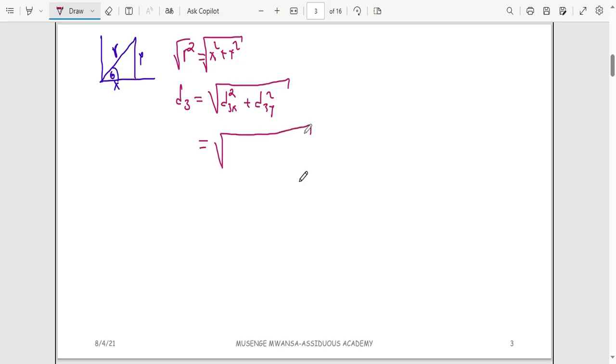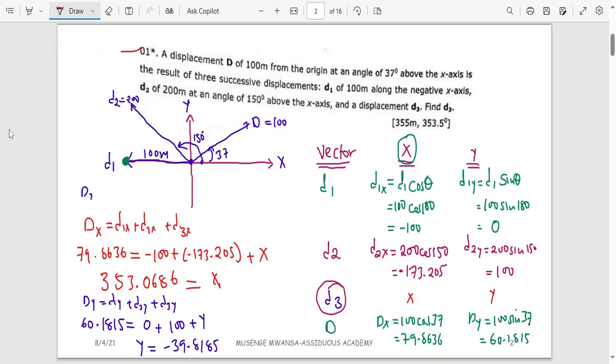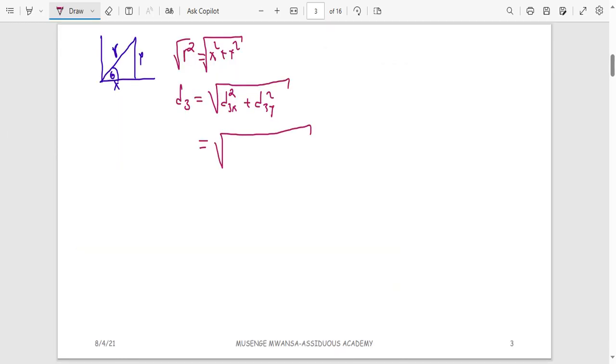What is the x component? So we go back to the x component that we have found, 353.0686. This is supposed to be squared. And then plus, get the y component. Remember the y component we found negative 39. Please put it in brackets because it's negative, negative 39.8185. And then we square this number.